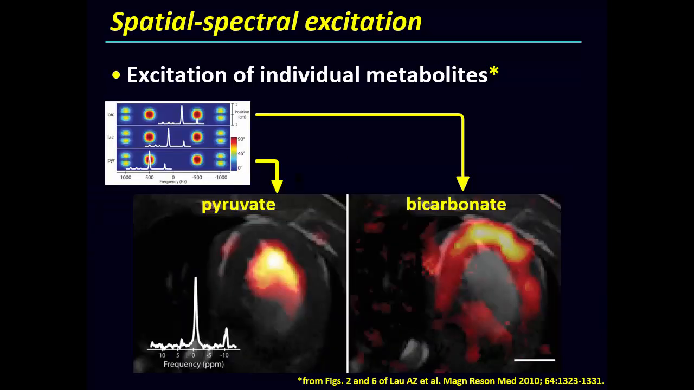Here's an application of this idea where we place it on bicarbonate. Bicarbonate's here and we imaged. We see bicarbonate in the wall of the heart. Or we place it on pyruvate here and we see pyruvate in the heart cavity.